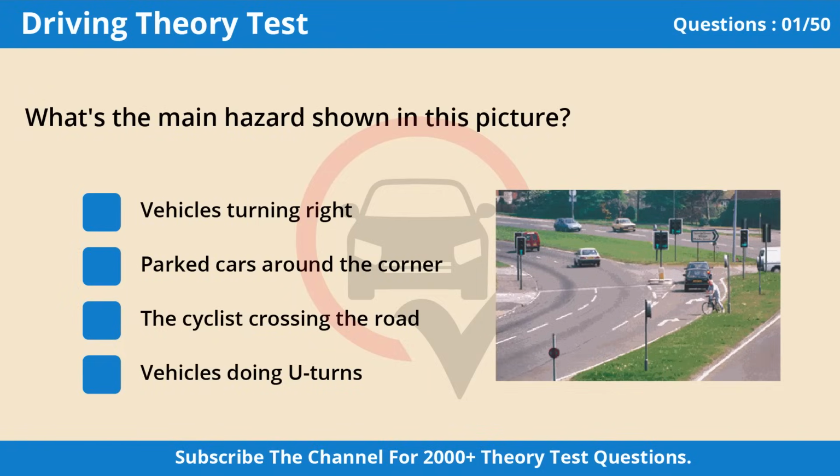Question 1. What's the main hazard shown in this picture? A. Vehicles turning right. B. Parked cars around the corner. C. The cyclist crossing the road. D. Vehicles doing U-turns.